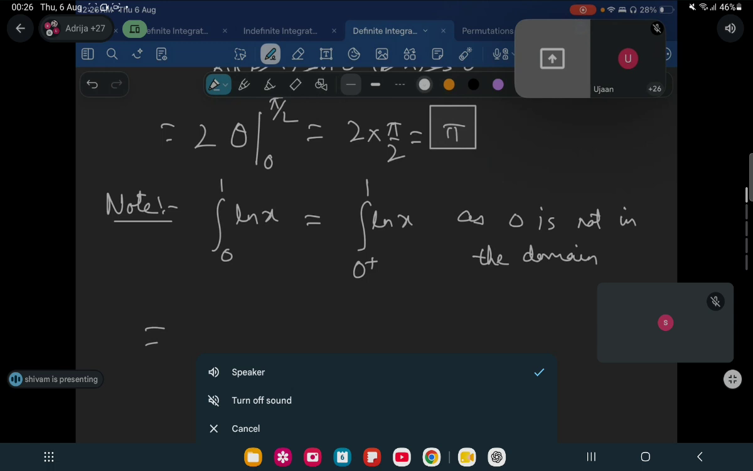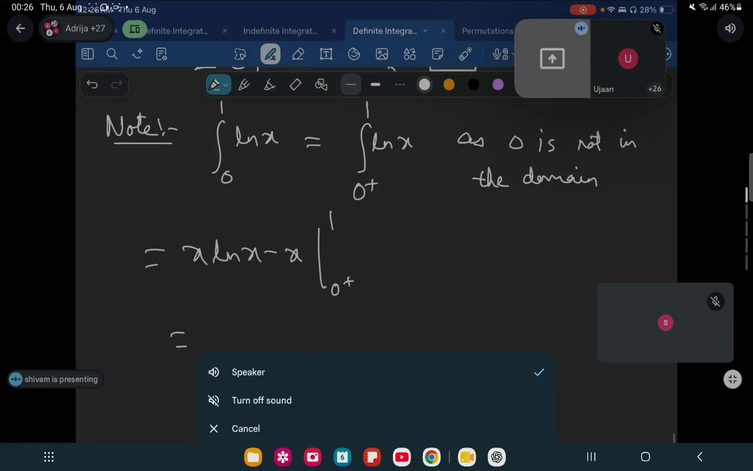So this will become, integral of ln x is x ln x minus x. You have to substitute from 0 plus to 1. When you substitute 1, this will become 1 times 0 minus 1, minus limit x tends to 0 plus of x ln x minus x. Tell me, are you getting? So limit x tends to 0 plus of x is 0 only.